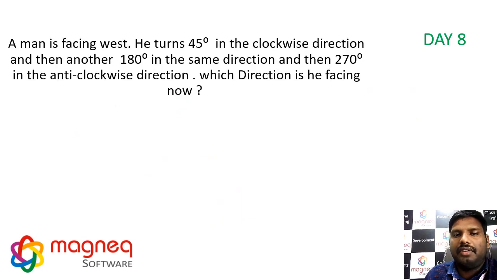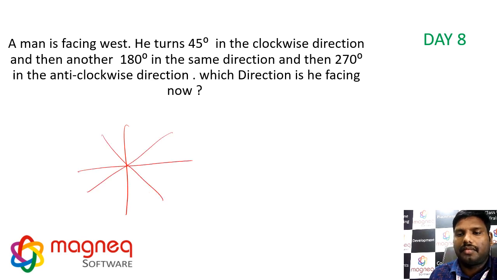A man is facing west, he turns 45 degrees in the clockwise direction and then another 180 degrees in the same direction and then 270 degrees in the anti-clockwise direction. Which direction is he facing now? So north, east, west and south, southeast, northeast, northwest, southwest.